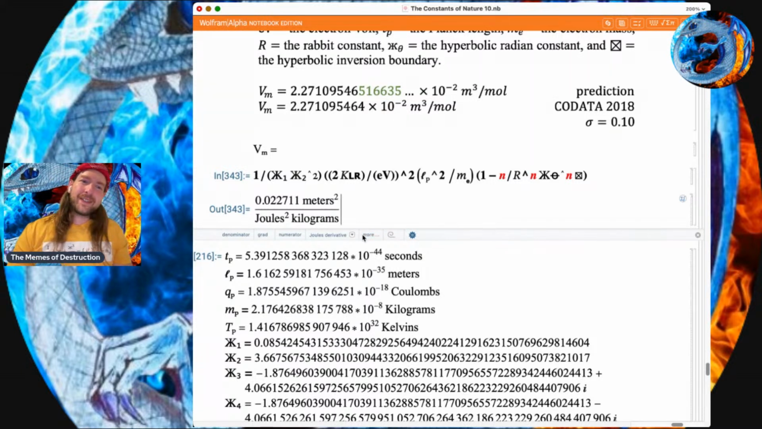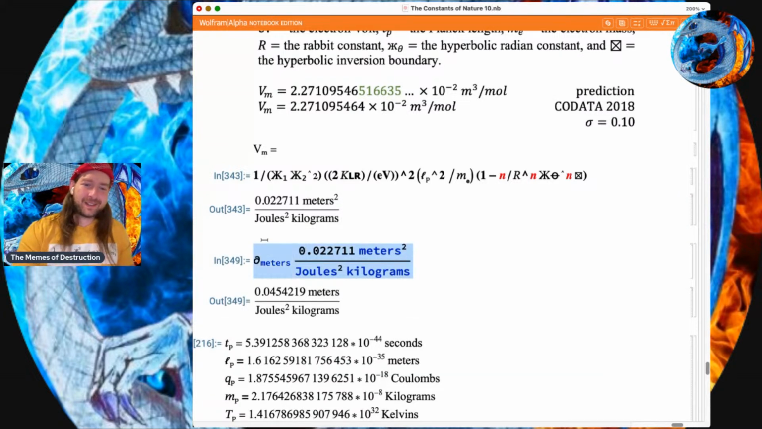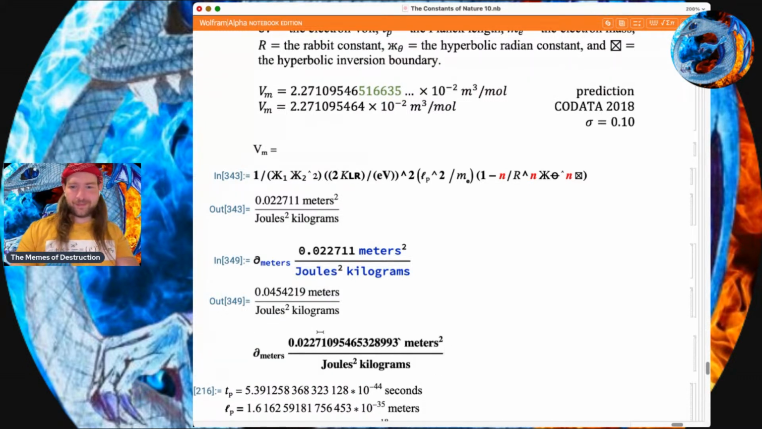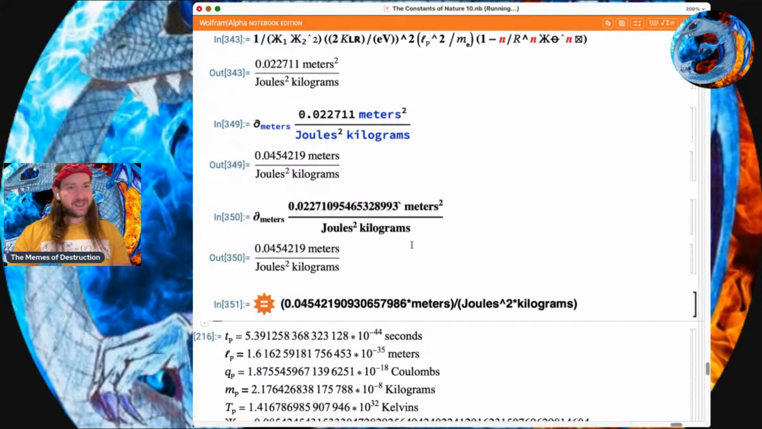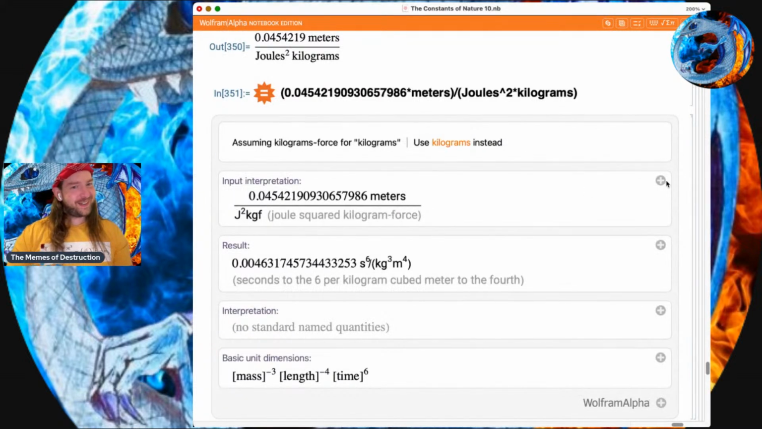Why won't this... Joule's derivative. I just want the meters derivative. Okay, hold on. Let me just take this. Boom. Turn into code. This isn't what I'm looking for. It's not. Does kilograms force make it? What did that even do?